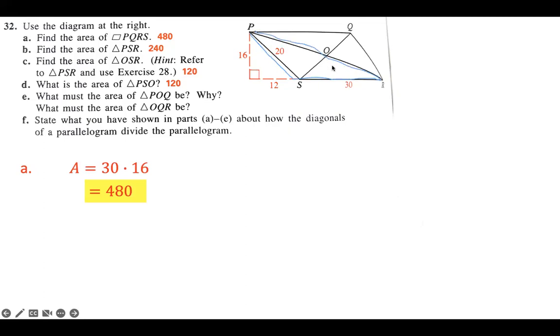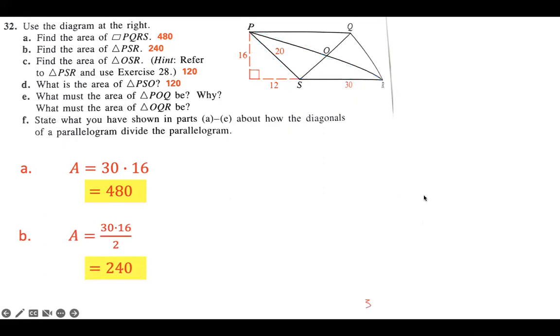Well, I can clearly see that the base is 30 and the height is 16. All right, so that wasn't too bad. And then we divide by 2. Well, we already did that. 30 times 16 is 480, so half of 480 is 240. And then let's see the last portion.